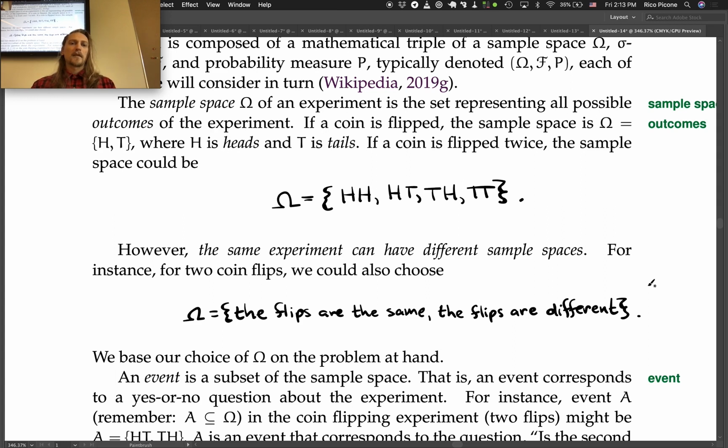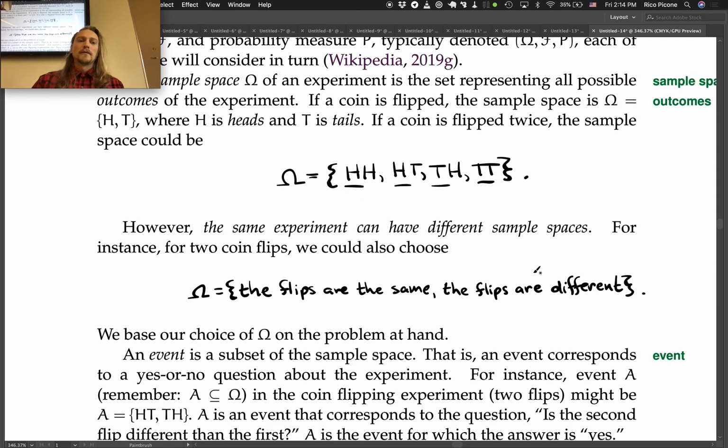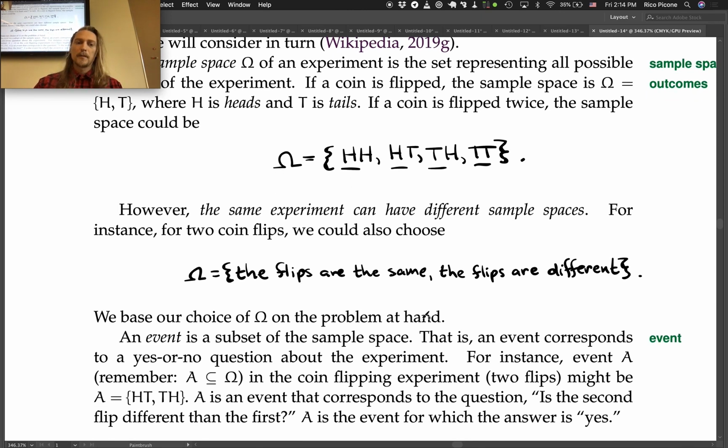The order of the event, like if one is head or one is tail, so first. Right, in this second sample space, we would say that one of the possible outcomes is that the flips are the same, head and tail, so that would be this one and this one. And then the other outcome is that the flips are different, so heads tails, tails heads. We base our choice of sample space on the problem at hand.